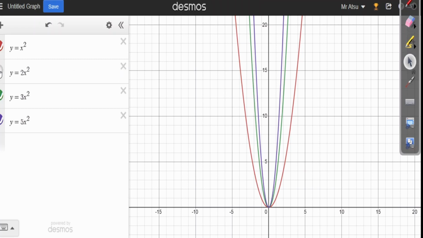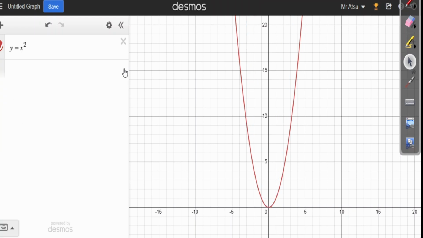I can decide to bring the blue back, but the colors are different. Maybe let me say violet. So the violet one is the one with the 5, the a has 5, and it looks narrower. So the bigger the a, the narrower the graph. Then when we come to that of the compression, I'm just going to change each of them. So when we have this, the compression, we have our parent function again.